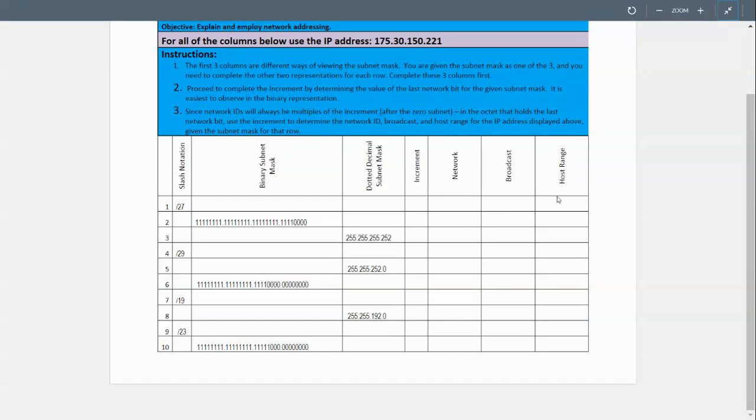Now, the thing that we have to consider is this is not only Class C subnetting. This is also a Class B demonstration. We didn't go over Class B. So that means that we're going to do everything in this column, everything in this column, and everything in this one. But when we get to network, broadcast, and host, we're only going to do rows 1, 2, 3, and 4.